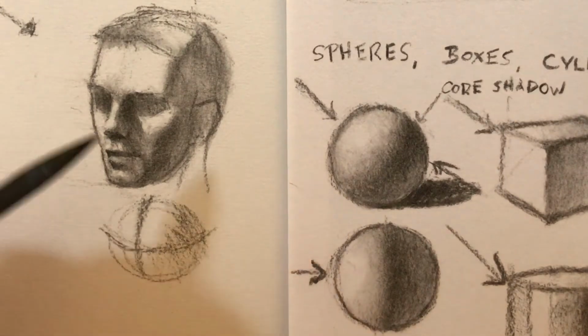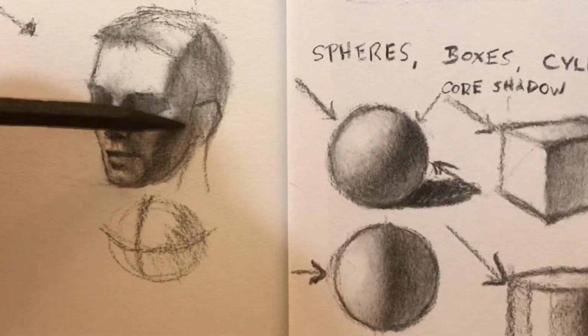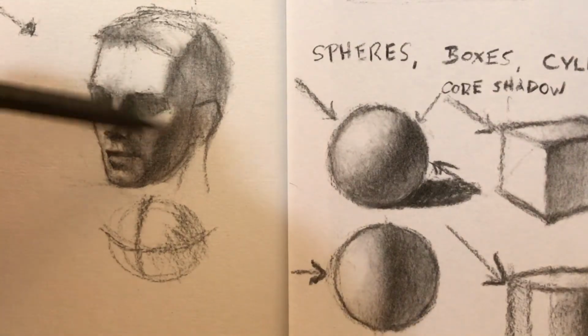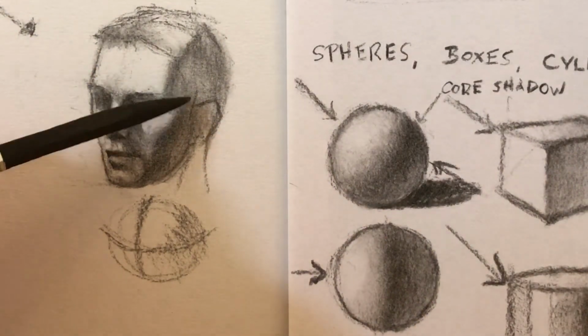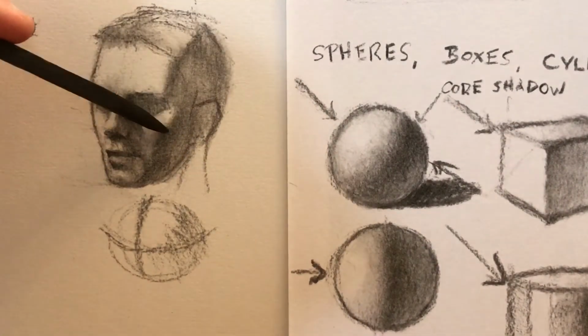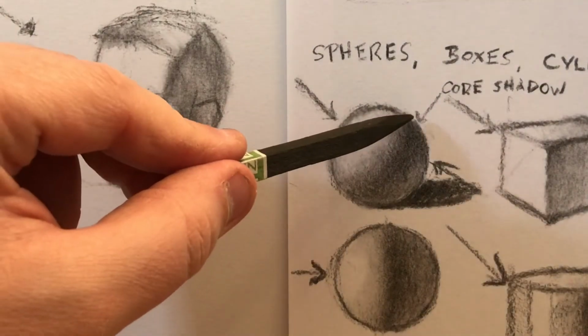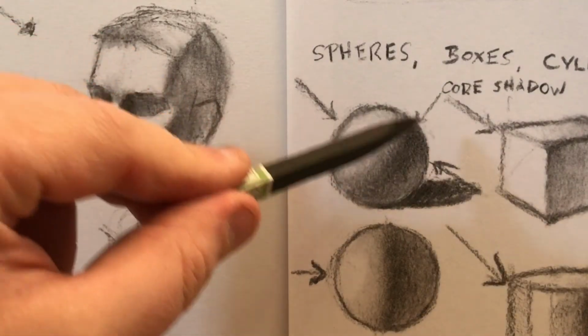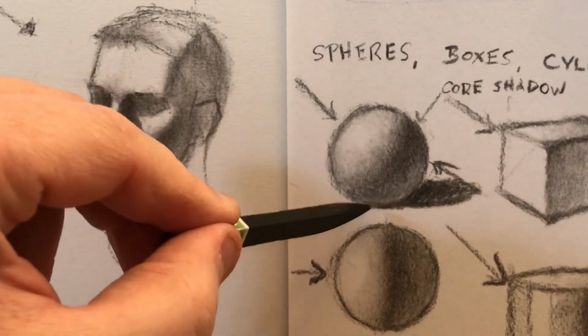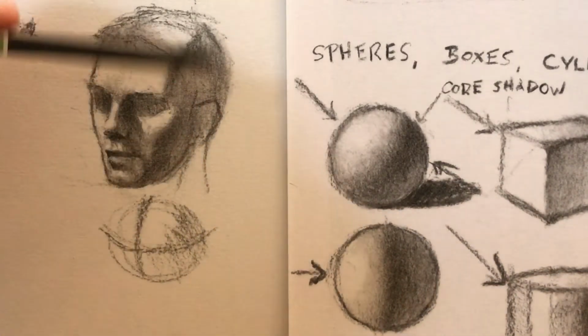Okay, guys, so what I've done is I've just cleaned up some of my edges a little bit here. And I just want to go over some of the things that I am starting to think about. So when I'm looking at the cheekbone, basically that, again, is a round form. So just like I have here on this sphere that I drew, where I have my core shadow, my reflective light, and my halftone, some of those same things I can see right here.